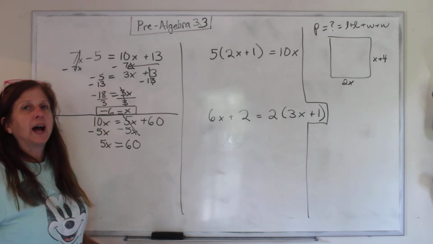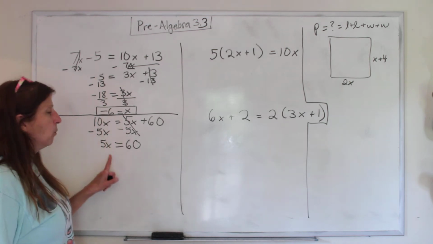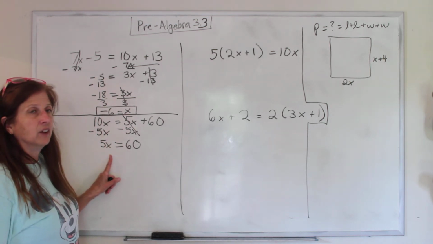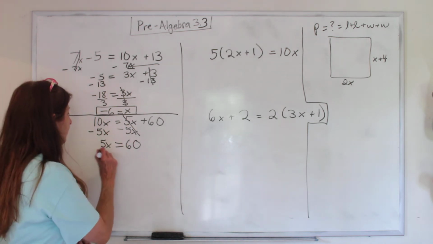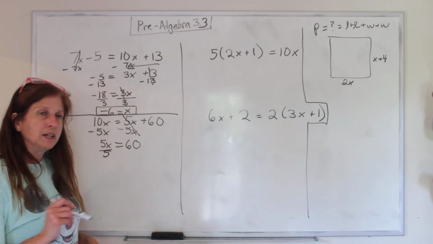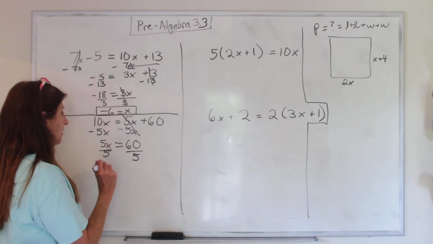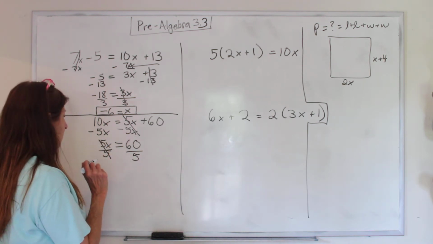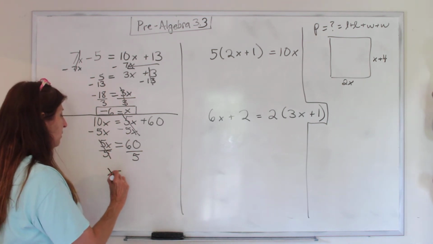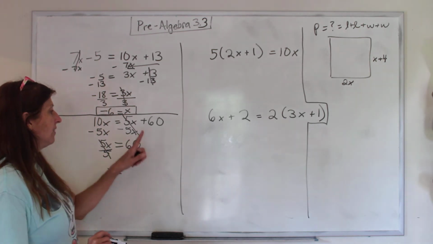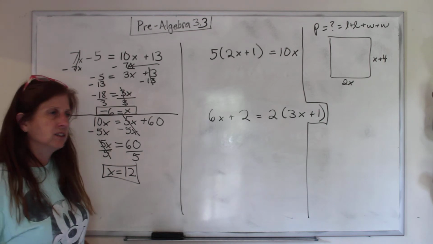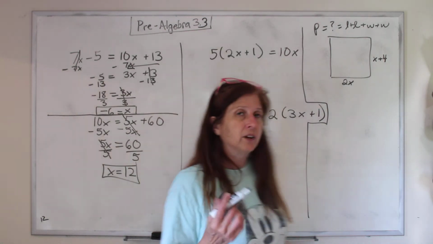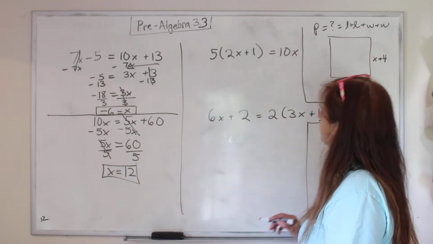Now, I can ask myself the question, why is x not alone? Because it's being multiplied by 5. What's the opposite? Divide by 5. What I do to one side, I do to the other. 5's mark out, bring down what I didn't mess with. 5 goes into 60 12 times. If you didn't know that, just use your calculator. The more you do it on your calculator, you'll start memorizing it.